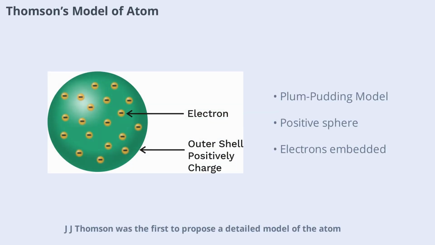J.J. Thomson was the first to propose a detailed model of the atom, known as the plum pudding model. He suggested that the atom is a uniform sphere of positive charge with electrons embedded at various places, much like raisins in a pudding. While this model explained some aspects of atomic structure, it had significant limitations, such as not accounting for the movement of electrons or the distribution of mass.